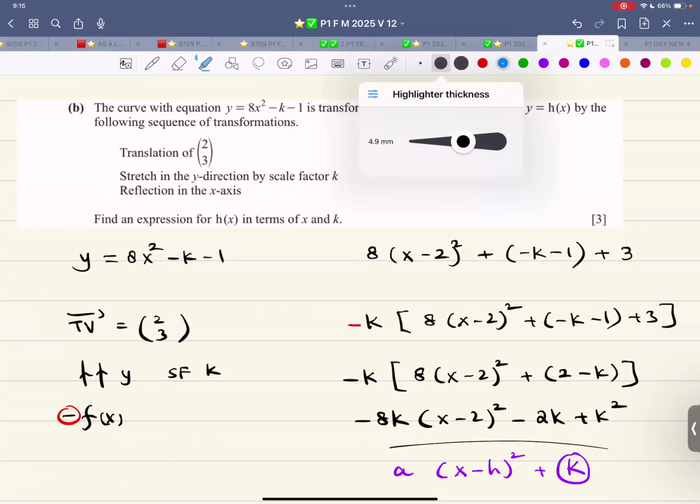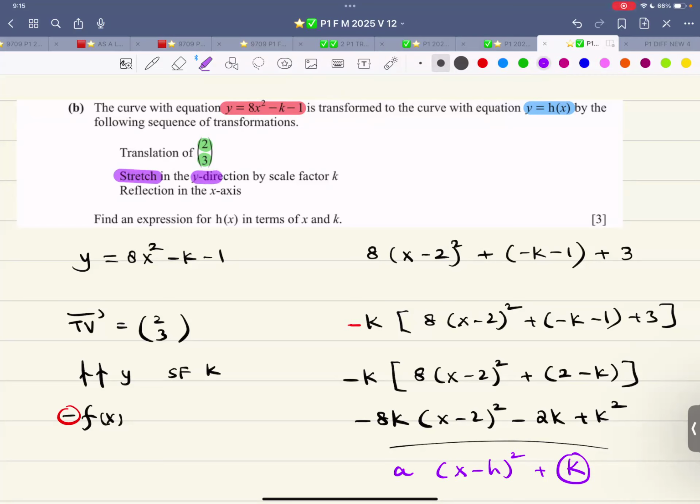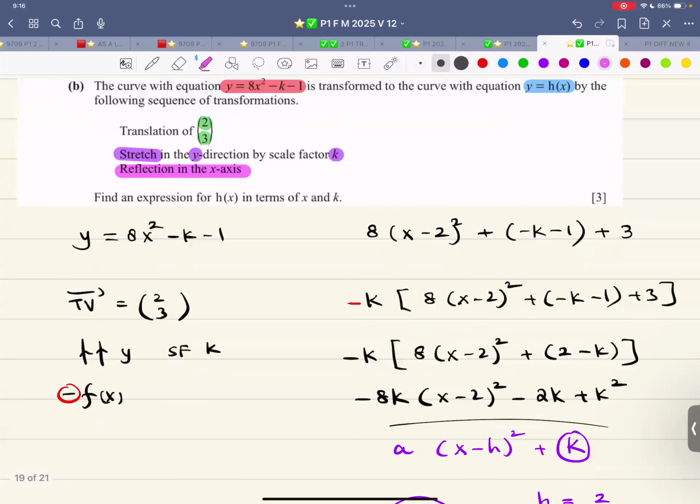So hold for a second. This is the curve with this equation is transformed to y is equals to h x by the following sequence of transformations. The first one is this vertical and horizontal translation. The second one is stretch in the y direction. Just be focused on y, scale factor k. The third one is this thing that is reflection in x-axis. Find an expression for h x in terms of x.